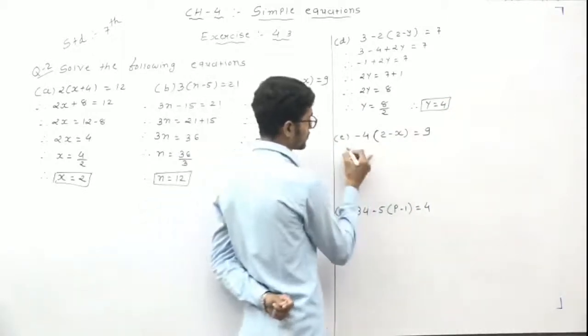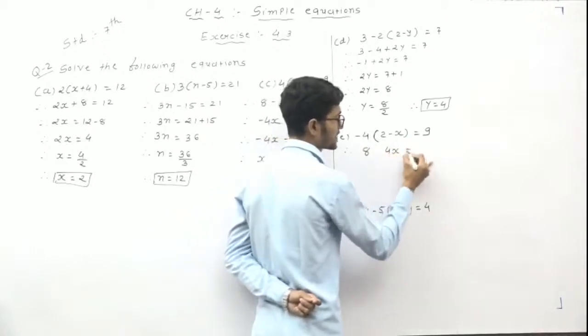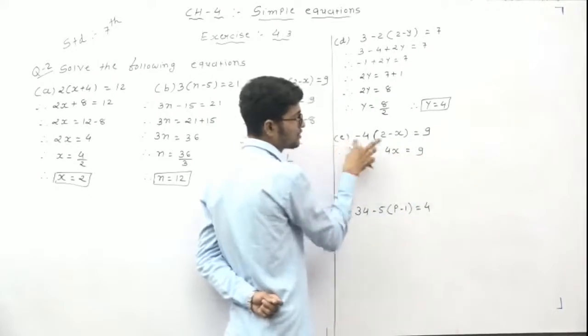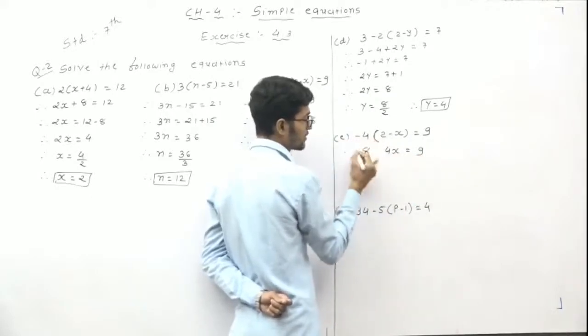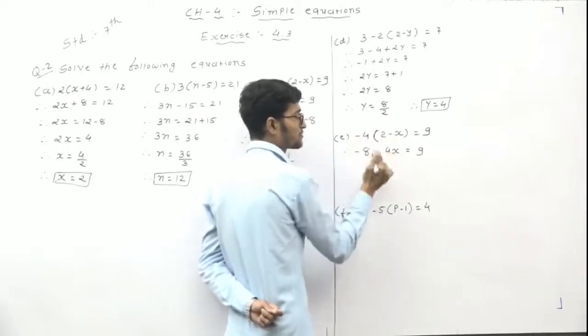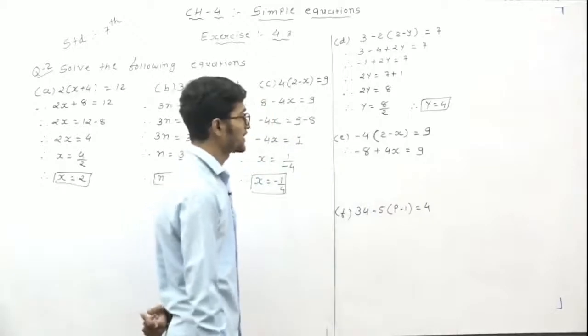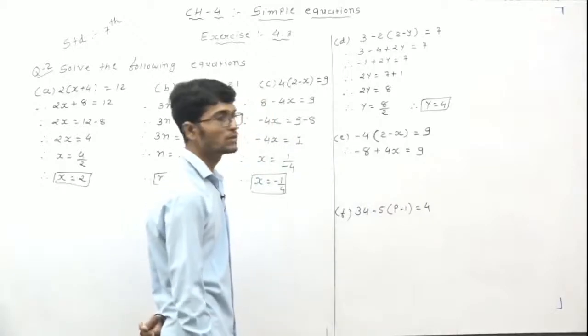Same for the next. Here is minus 4. So first of all, 4 multiplied by 2 is 8. 4 multiplied by x is 4x, and 9 as it is. This one is negative, this one is positive. So negative, positive, negative: minus, plus, minus. Minus and minus, minus minus multiplication, the answer is positive, that is, plus. So minus 8 plus 4x is equal to 9.